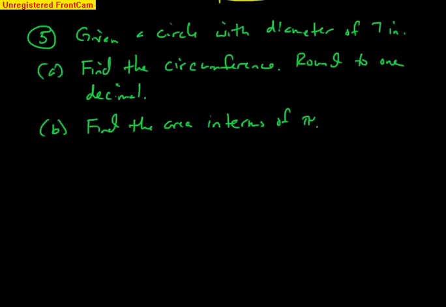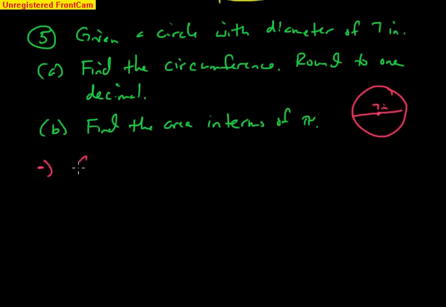Here's our next problem. It's a simple problem, but I just want to go over the wording again. Given a circle with a diameter of 7 inches. You don't need to draw a picture, but over here I'll just do a quick sketch. Diameter goes all the way across. That's 7 inches, and there's the center. Find the circumference, round to 1 decimal.